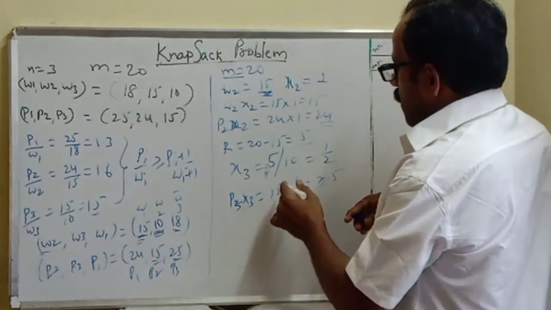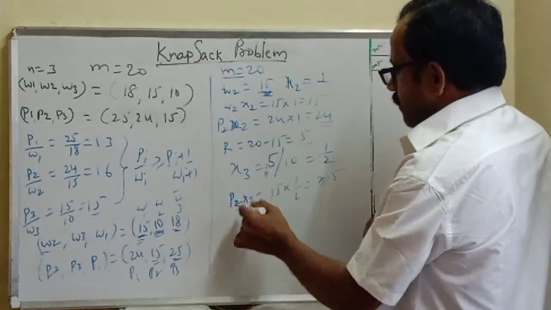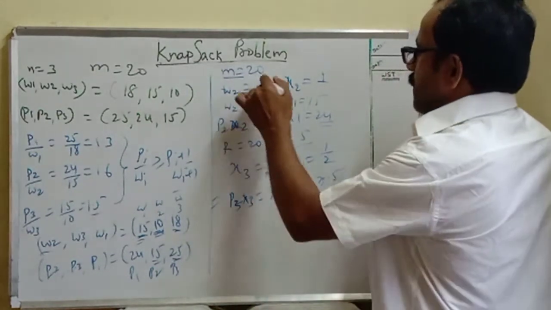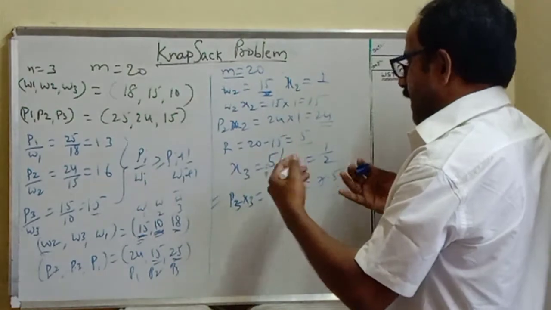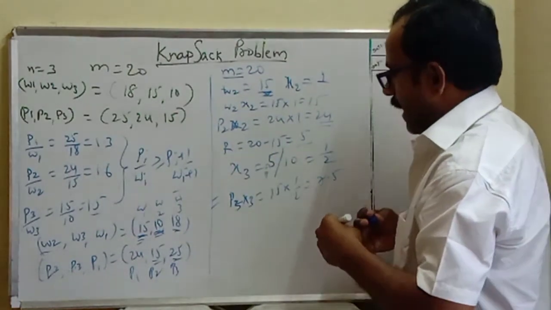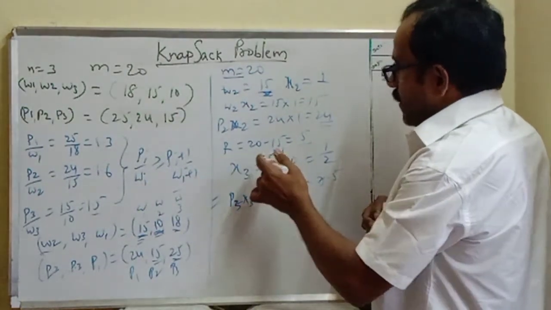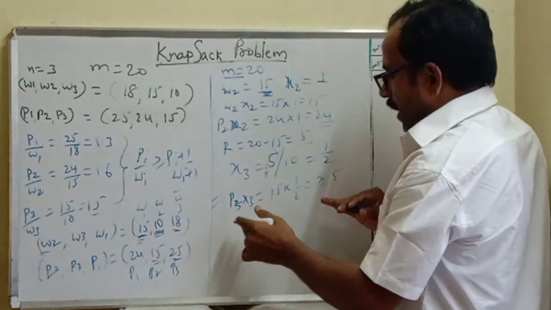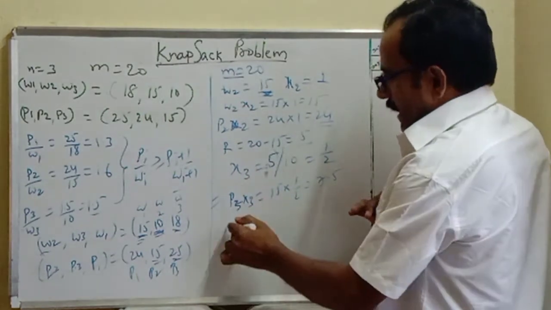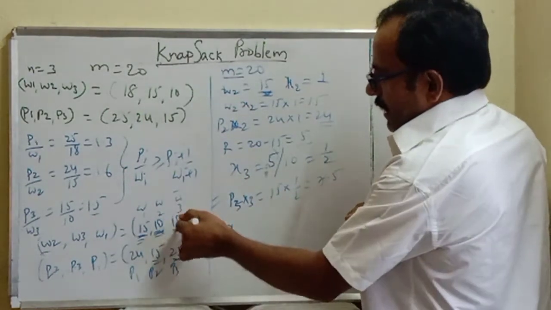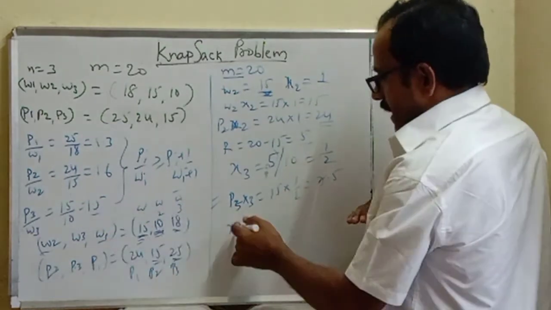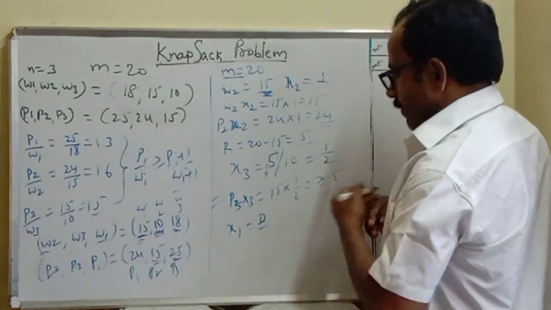So from these two items, we can fill the knapsack completely, because 5 units we have extracted from the remaining capacity. Then 15 plus 5, 20. Now the knapsack is filled completely. Then we cannot extract the third item. Third item means the first item in this order. X1 equal to 0.